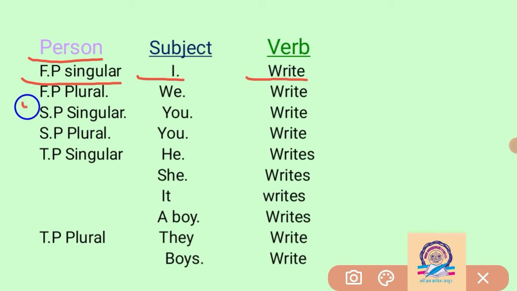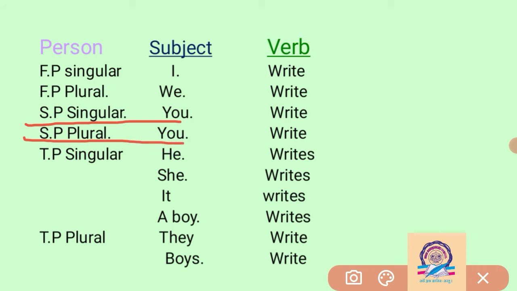Then first person plural, it means more than one person are speakers, so we write we. If I and we are the subject, we write the main form of the verb. Then second person singular is you, and second person plural is also you. Second person means the listener here. First person is the speaker.